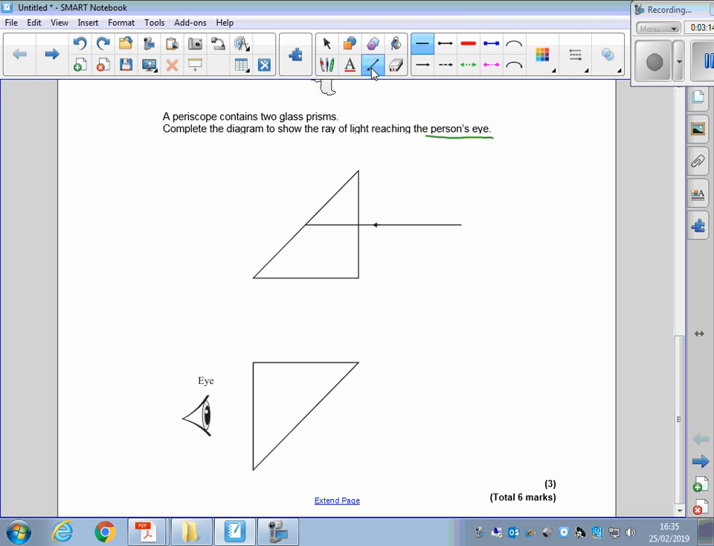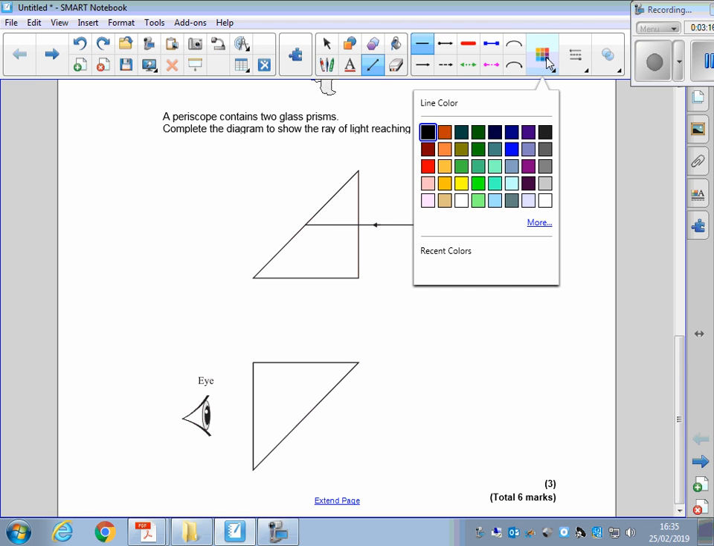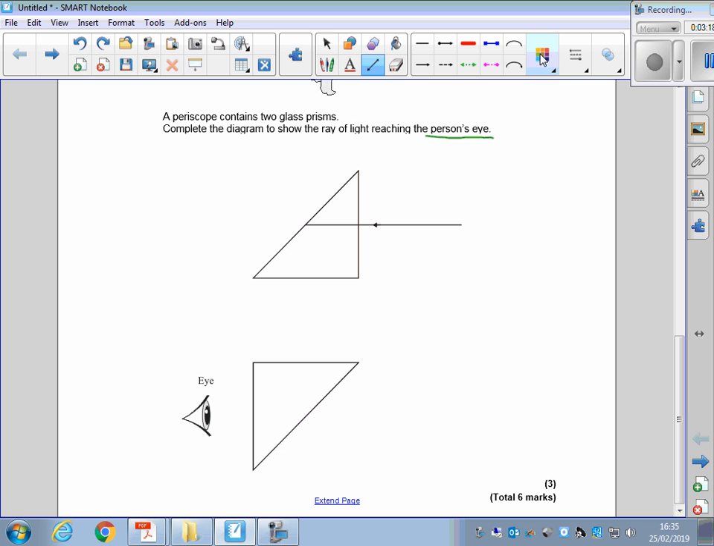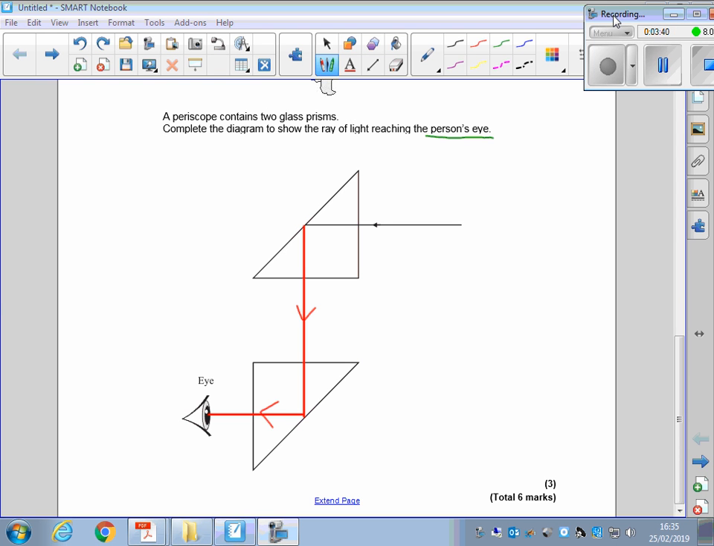So in this instance, our beam of light is going to come straight down here. It's bounced off the inside of the glass, and likewise here, it's bounced off the inside of the glass again. Then we also need to mark which way the light is going. The light is not shooting out of the person's eyes. The light is going into the eye. Okay, so that's how you would do that question.